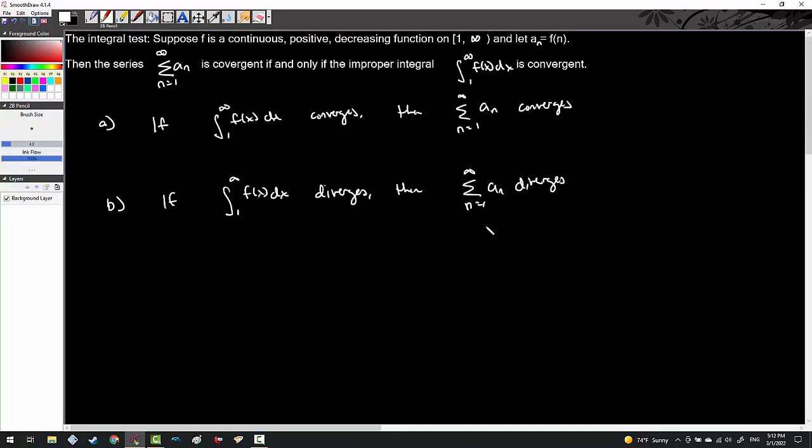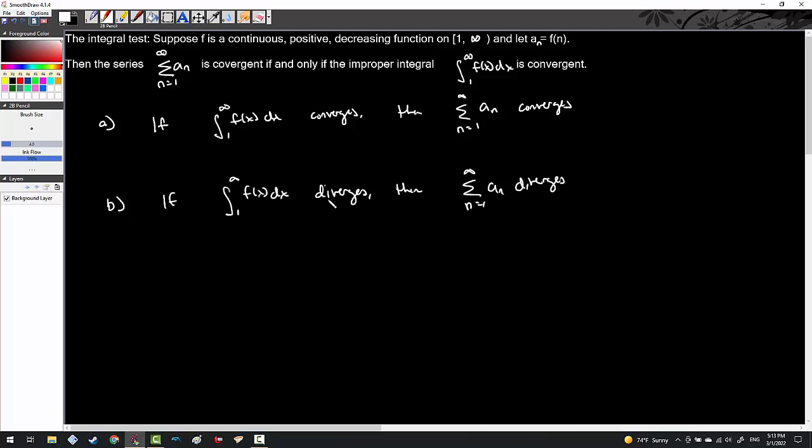Okay, so the integral test reads: suppose f is a continuous, positive, decreasing function on 1 to infinity, and let a sub n equal f of n. Then the series from n equals 1 to infinity of a sub n is convergent if and only if the improper integral is convergent. So if you look at the conditions, if the integral converges, then the series converges. If the integral diverges, then the series diverges. So we talked about that a few seconds ago, when we talked about how the integral of the function and the series summation would behave the same way.